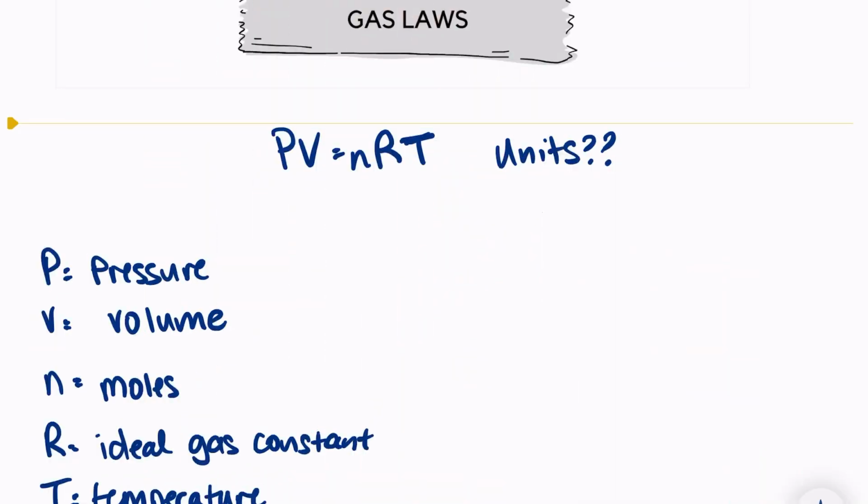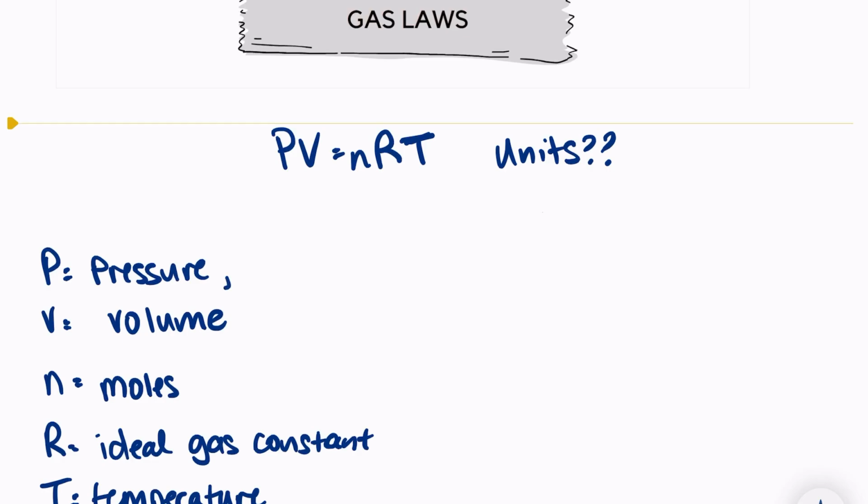Hi, welcome back. In this video, I'm going to show you how to understand which units you need to use for the ideal gas law. Remember, the ideal gas law is PV equals nRT, where P is pressure, V is volume, n is the number of moles, R is the ideal gas constant, and T is temperature.